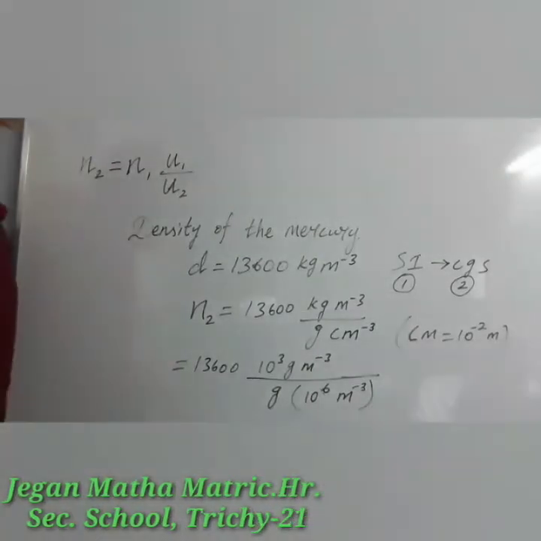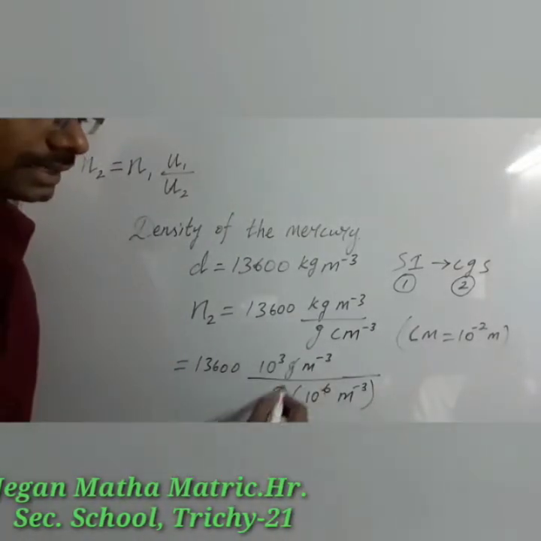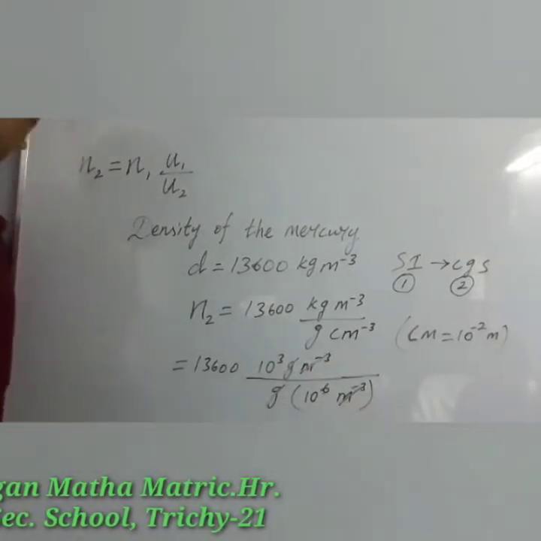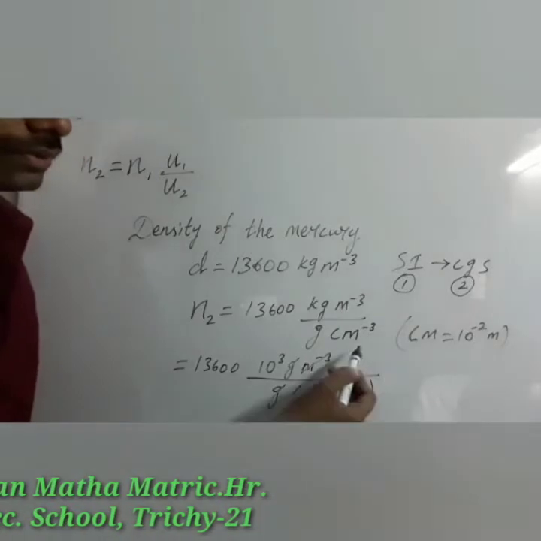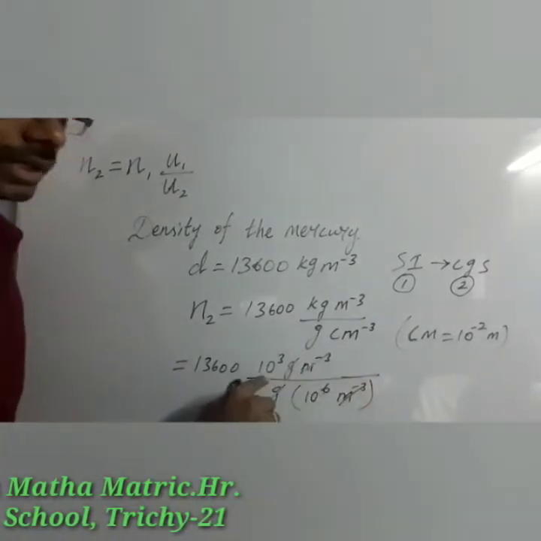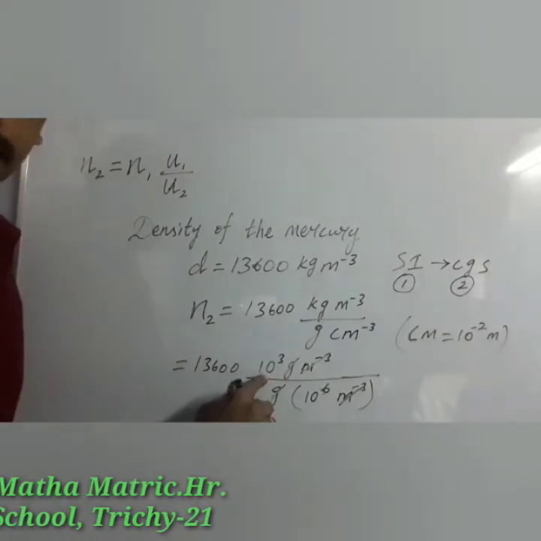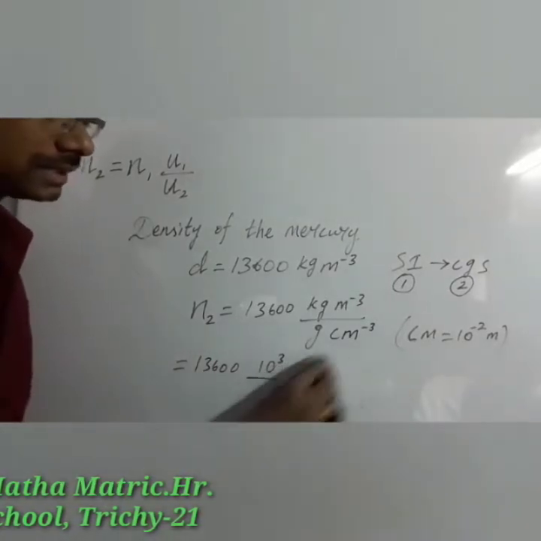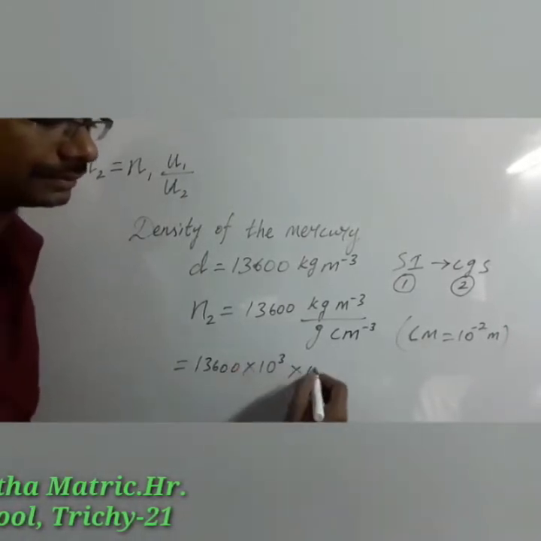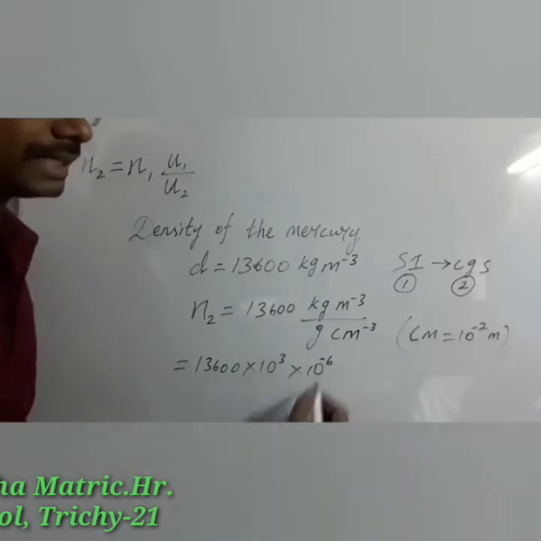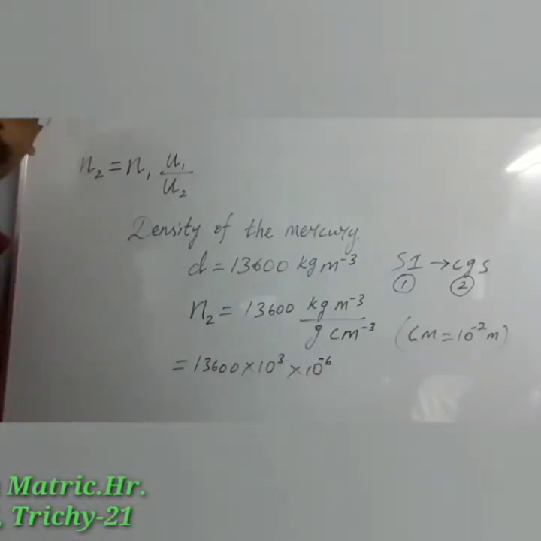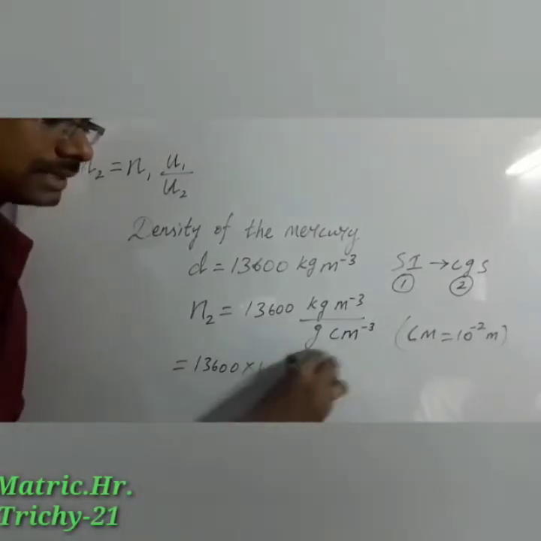Here what are the things that can be cancelled? Same things can be cancelled. Gram can be cancelled. Meter power minus 3, here also meter power minus 3, can be cancelled. So you can take the 10 to the power of 6 to the numerator. There is already 10 to the power of plus 3. So you can take that 10 to the power of 6, it will be minus 6. So you can add the powers. So what will be the value? 10 to the power of minus 3.